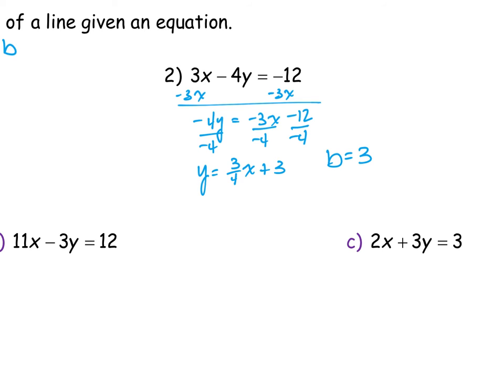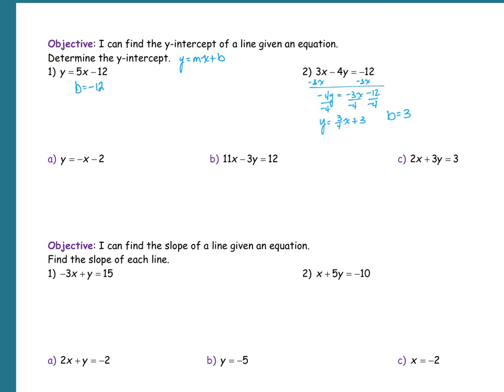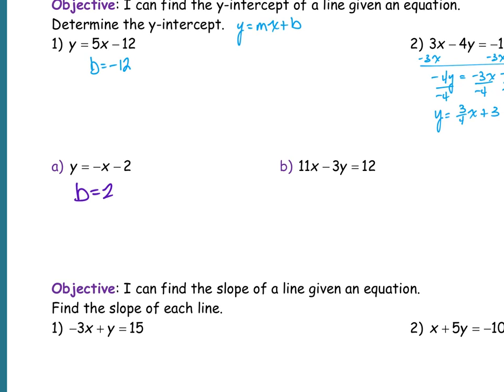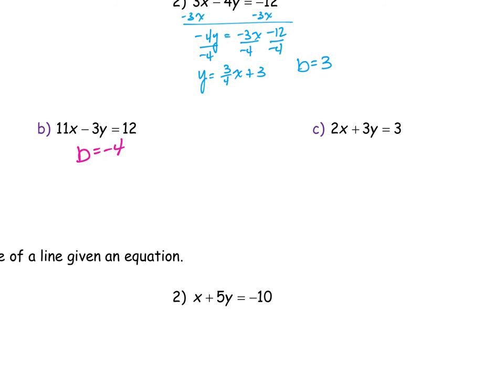Negative divided by negative is a positive. Okay. Awesome. You guys are doing great. What is my y-intercept for letter A? Negative 2. Great. What about for number B? Negative 4. Yes. Anybody have any questions on that? Are we okay? Great. And number C? 1. b equals 1. Beautiful. Anybody have any questions? Do I need to go over anything?